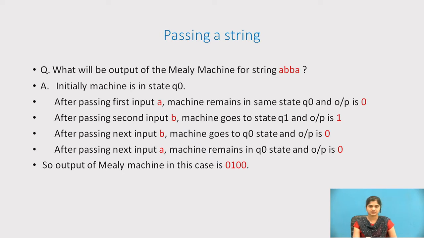So what we can conclude is that if the string is of length n, the output is also of length n in case of Mealy machine. Whereas in case of Moore machine, if n is the length of the string, the output was n plus 1.